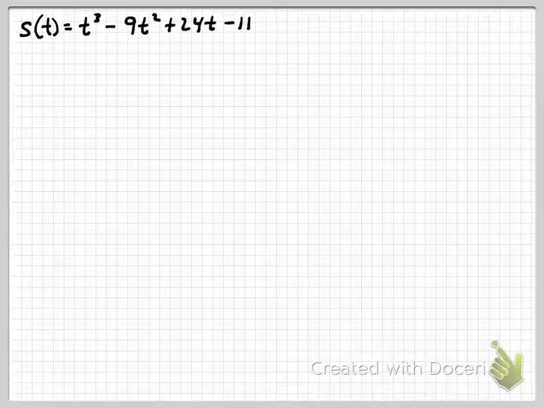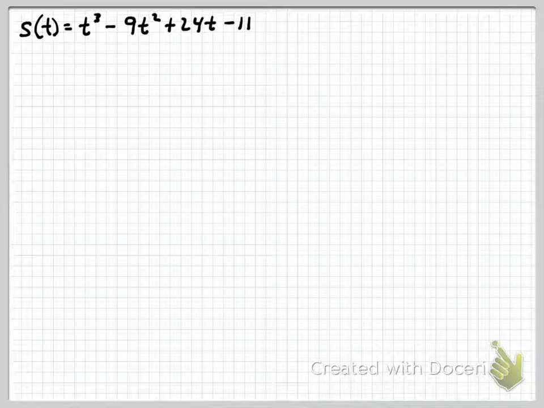So I'm going to go ahead and provide a complete analysis of this function s of t, just like we did in class, just like the problem that you guys competed on. And the first thing we want to do is find v of t, but actually before that, let's just make sure we understand what we're looking at here.